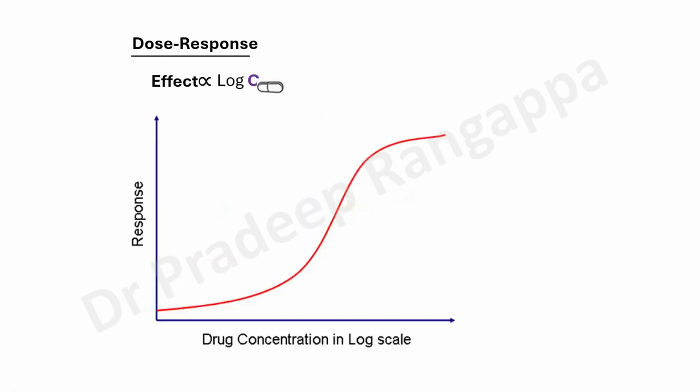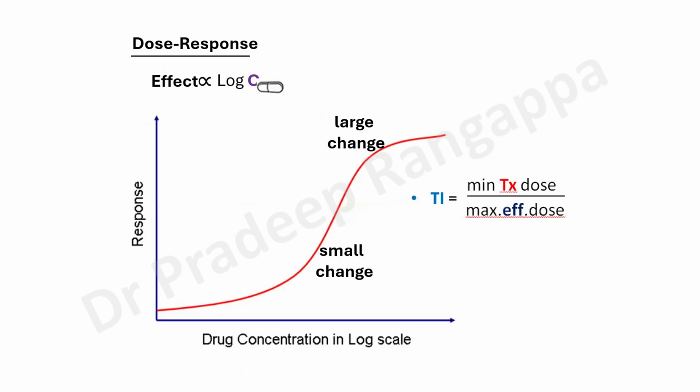And there is this dose-response relationship where the effect of the drug is directly proportional to the log of the concentration of the drug. So just pay a little attention. Until a certain phase of drug concentration, the response would be minimal. Then a sudden small change in the concentration of the drug leads to a very large change with regard to the effect. And this tipping point is what we call the therapeutic index.